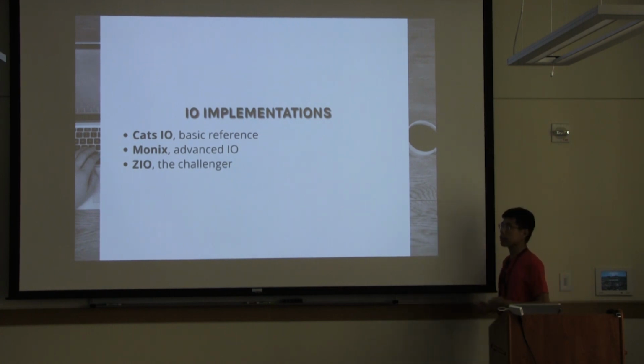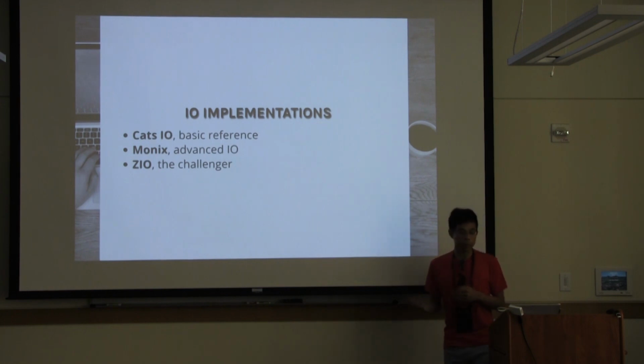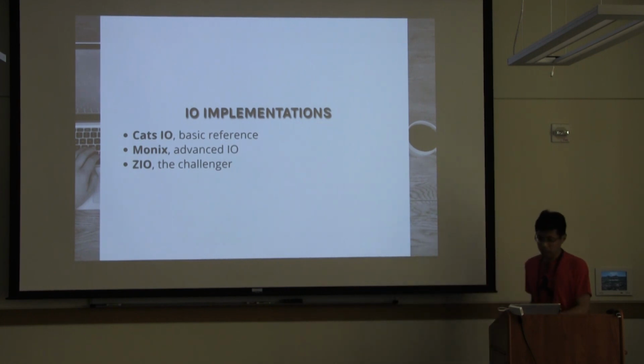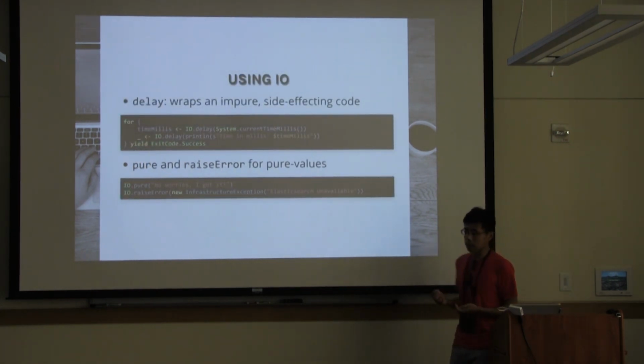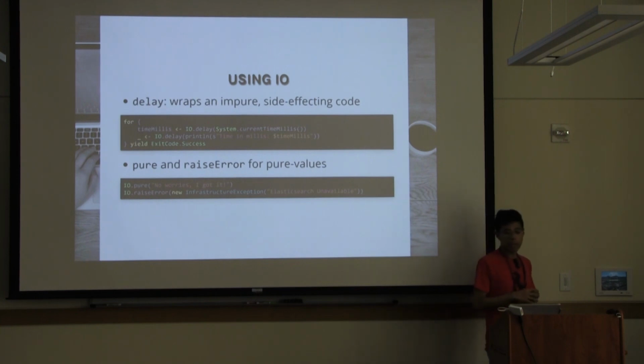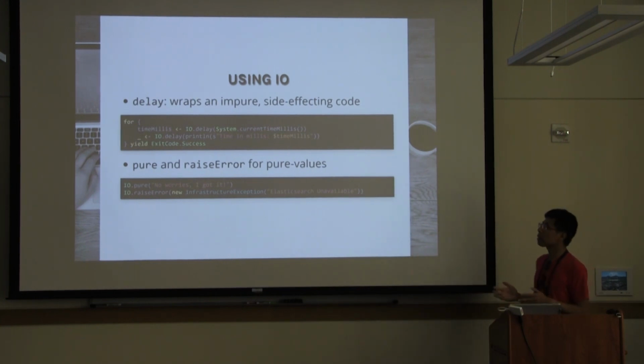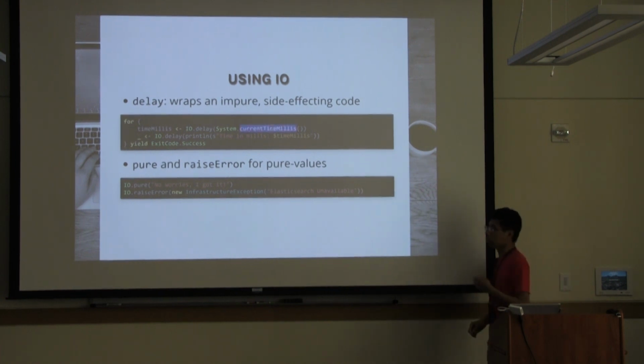So everything that you can do with Cats I/O, you can do with the other two pretty easily. So coming back to our example, how do we handle impure code and side effects? We just have to wrap them inside an I/O. And to do that, we'll use the function delay. For example, here, when we get the current time, this needs to interact with the real world, so it's side effecting. So to wrap it inside an I/O, you just have to call delay. And that will wrap the impure code inside an I/O neatly so that you can work with it later.